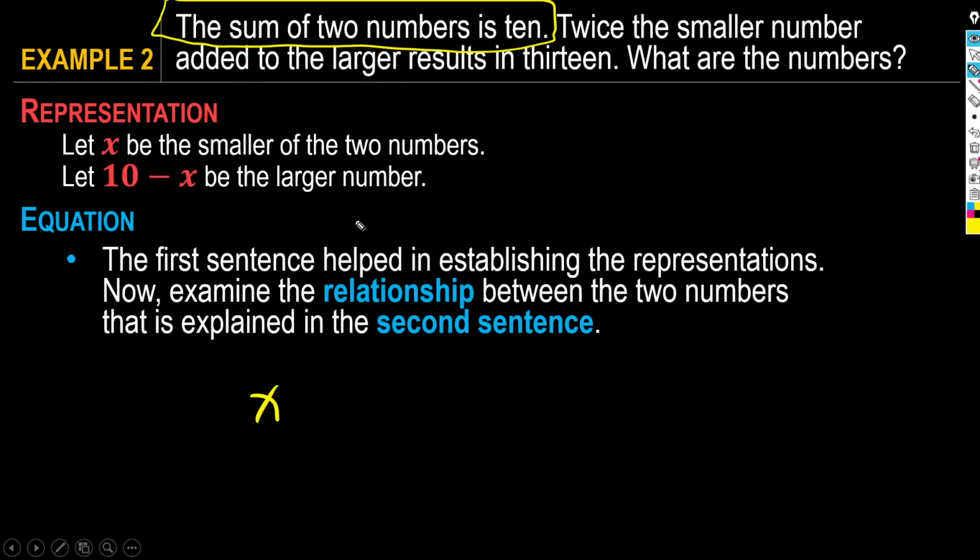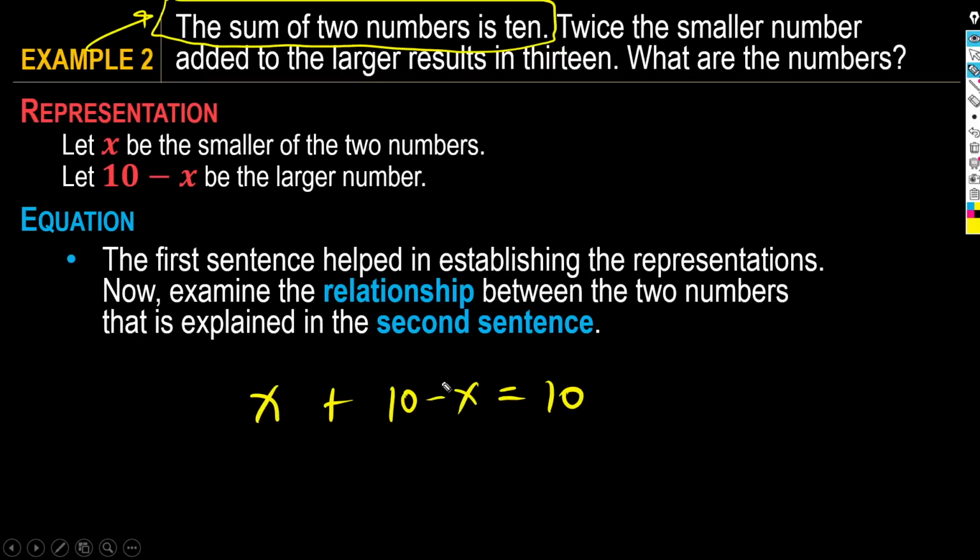But what if I used it again to set up my equation? So sige, interpret natin to. Sabi, the sum of the two numbers is 10. What is your first number? X. What is my second number? 10 minus x. Sabi sa first sentence, their sum is 10. If I use the same sentence for my representation and my equation, look what happens.